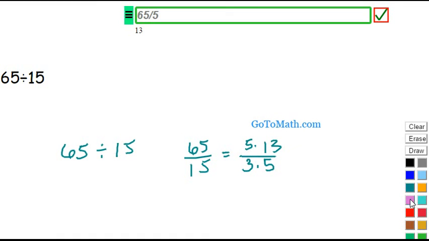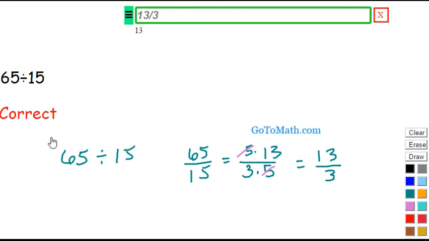So we can see here that, we'll use purple, that the 5s can cancel out, and so now we're left with 13 over 3, and you can't reduce it down any further than that. 13 over 3, let's check that, and that's correct.